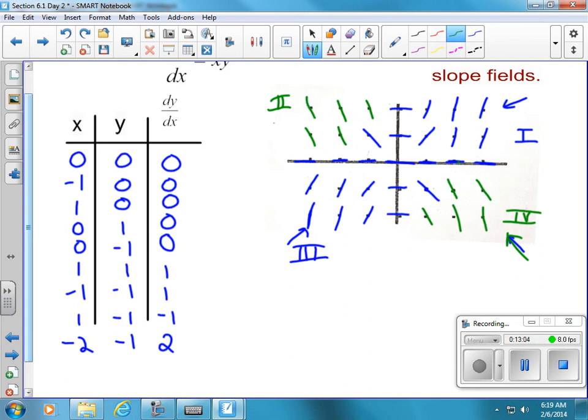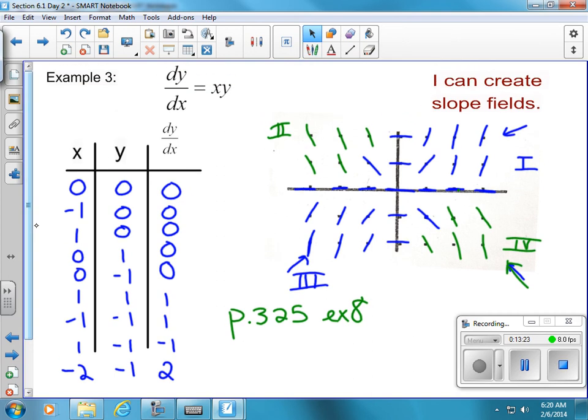So notice this is our cutesy little, let's see, I have written up here that this is page 325, example 8. So I'm not sure if that's true or not, but anyway, this is slope fields. All right, that's all I have for today. You have the worksheet and you'll have some other problems to do, but it's basically being able to create a slope field and also be able to sketch a function within that slope field if you have the information.